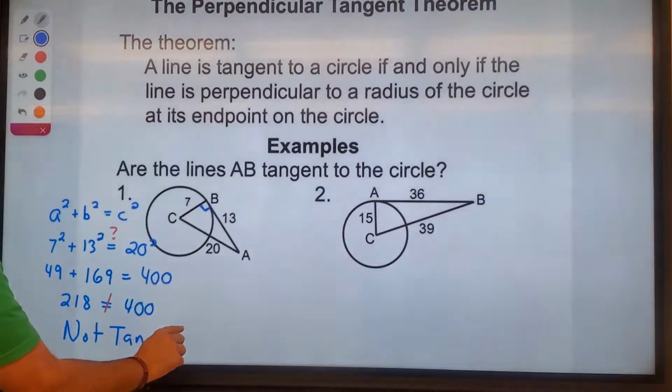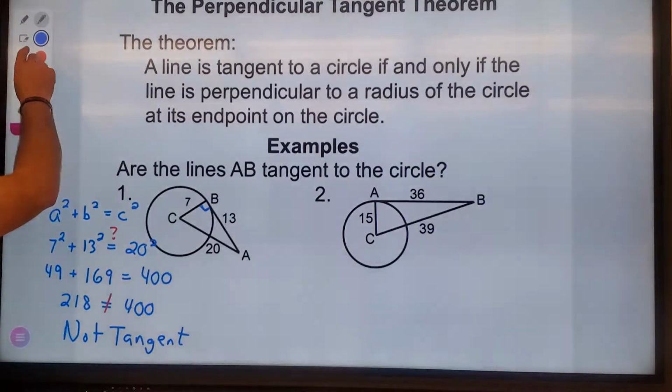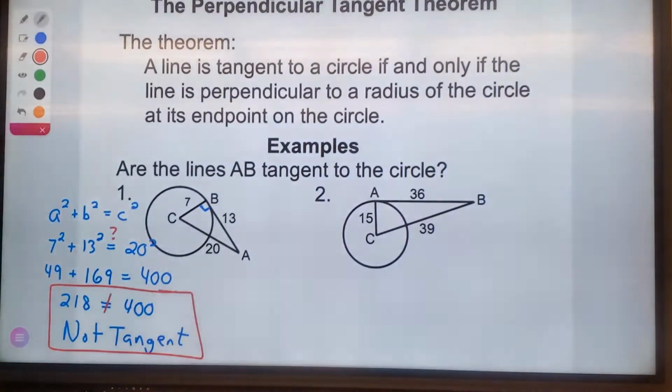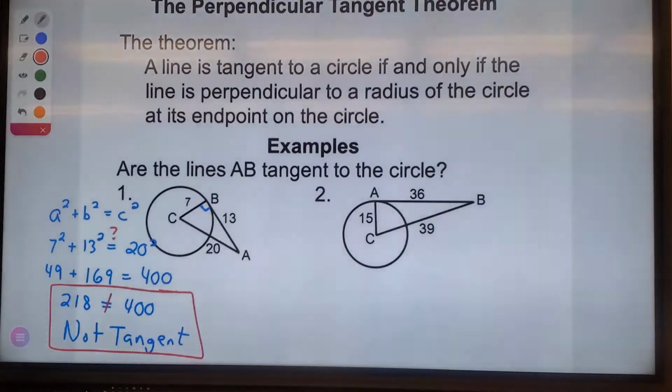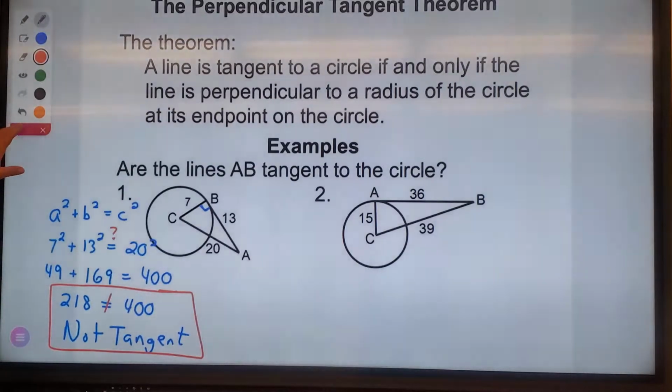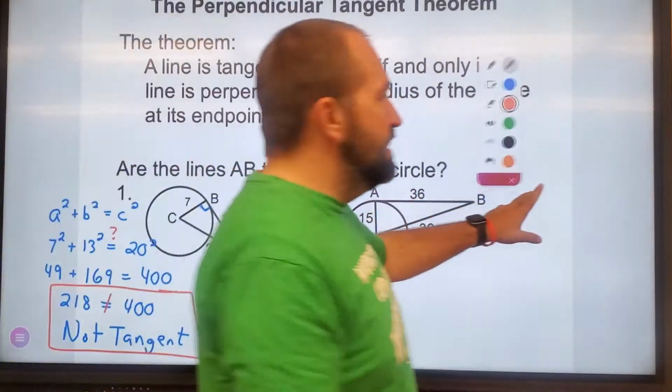Okay, so on every one of these problems, I'm going to ask if they are tangent or not, and then I'm going to have the word explain next to it. Your explanation is the work from the Pythagorean theorem. You just have to show this work here for your explanation. I do want to see this little slash through the equal sign, indicating that they are not equal.